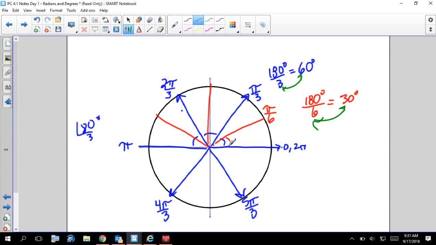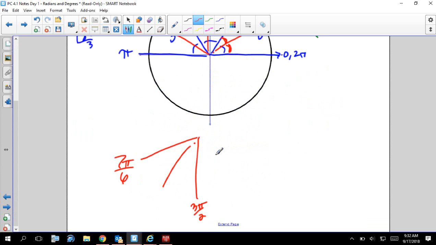My second pi over 6 is at pi over 3. My third pi over 6 is at pi over 2. You should already have that number. Fourth pi over 6 is at 2 pi over 3. My fifth pi over 6 doesn't reduce, so it gets its own spot. 6 pi over 6 reduces. 7 pi over 6 does not. 8 pi over 6 reduces. 9 pi over 6 reduces to 3 pi over 2.